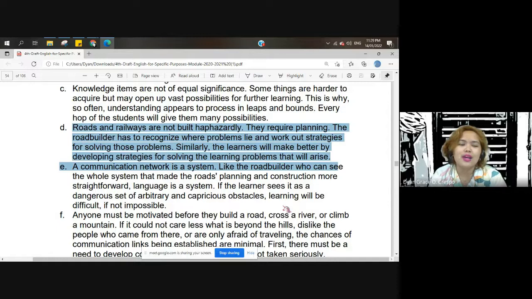So, yun. A communication network is a system, like a road builder who can see the whole system that made the roads planning and construction more straightforward. Language is a system. If the learner sees it as a dangerous set of arbitrary, capricious obstacles, learning will be difficult if not impossible. So, yun.